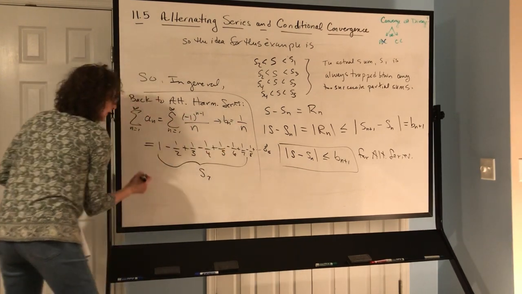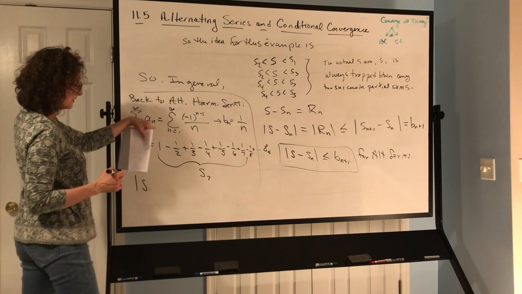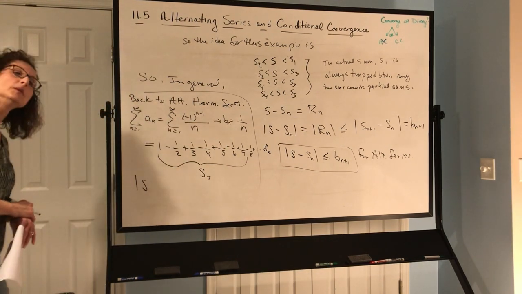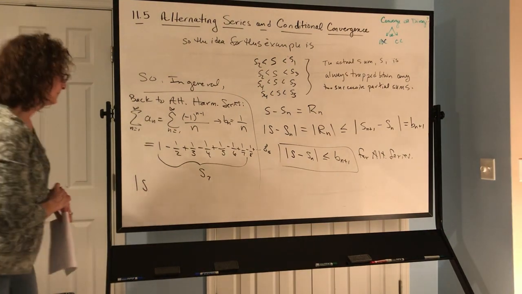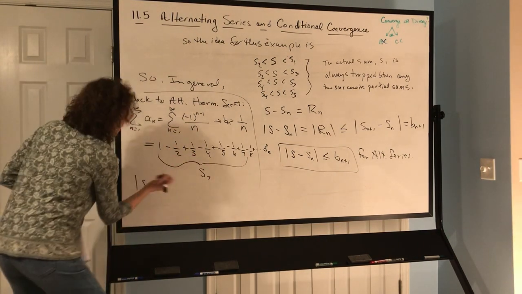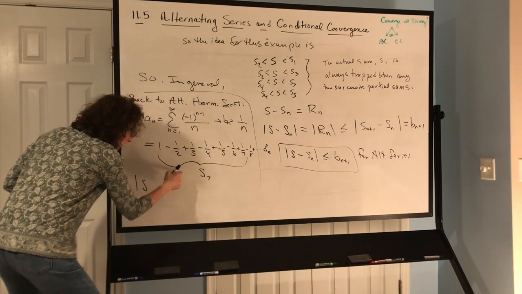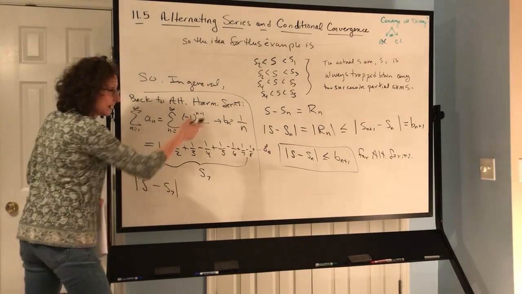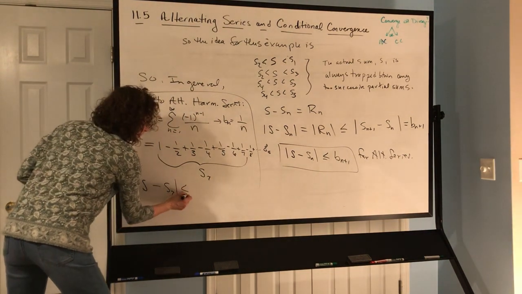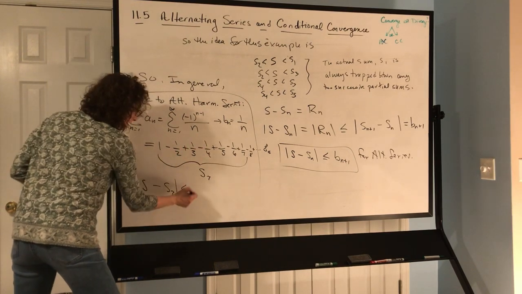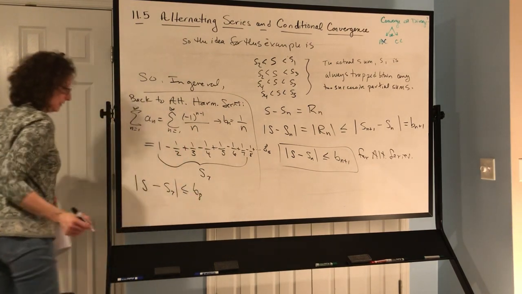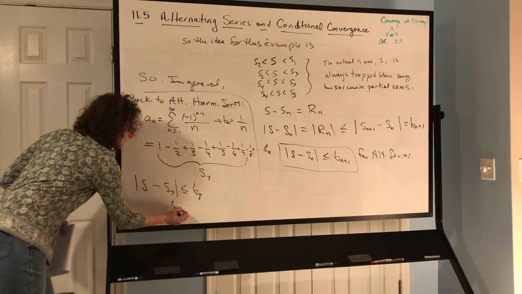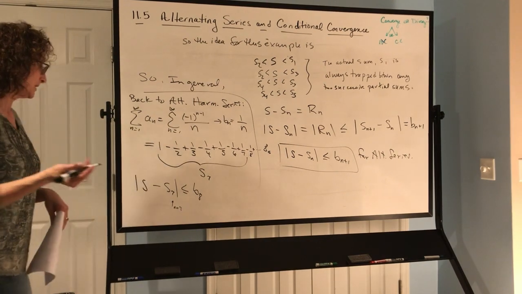So what does this say then? The actual value of the sum of this infinite series, if we keep going on forever, plus 1/9, minus 1/10, plus 1/11, minus 1, and so on. The difference between that and just adding up the first 7 terms has got to be less than or equal to b sub n plus 1. Here, n is 7, so n plus 1 is 8. Well, what is b sub 8?